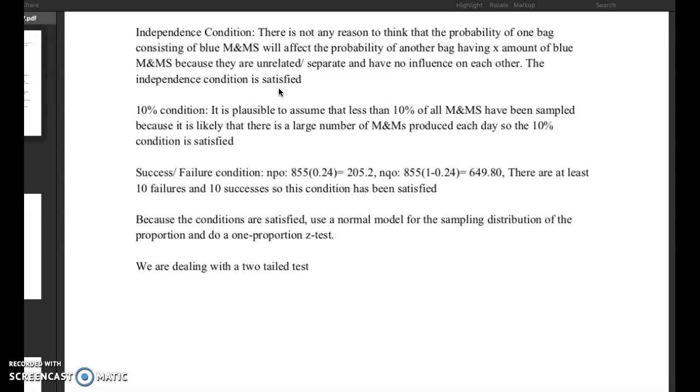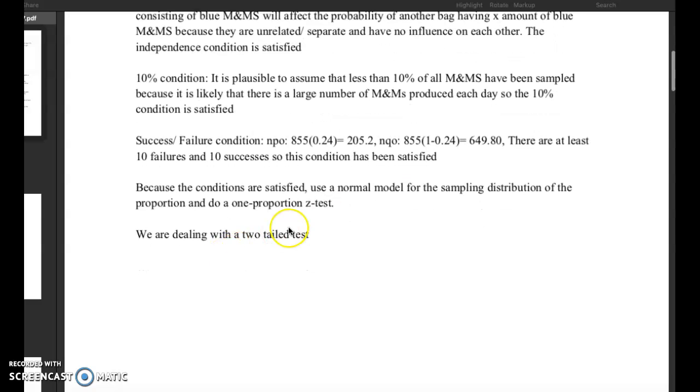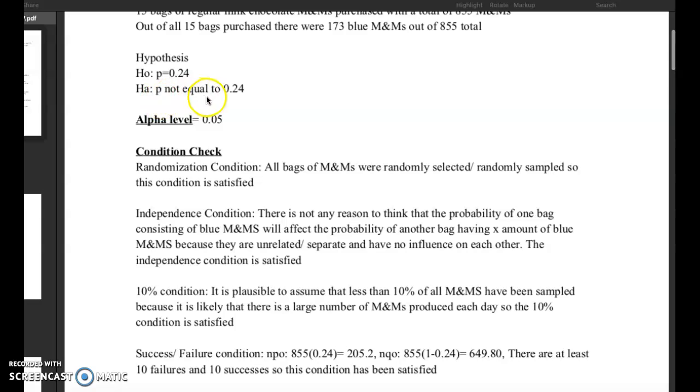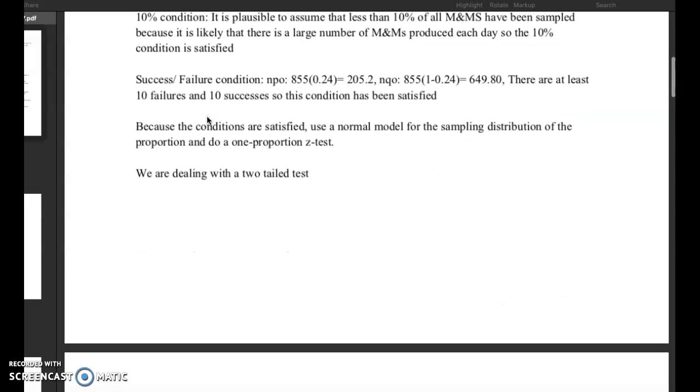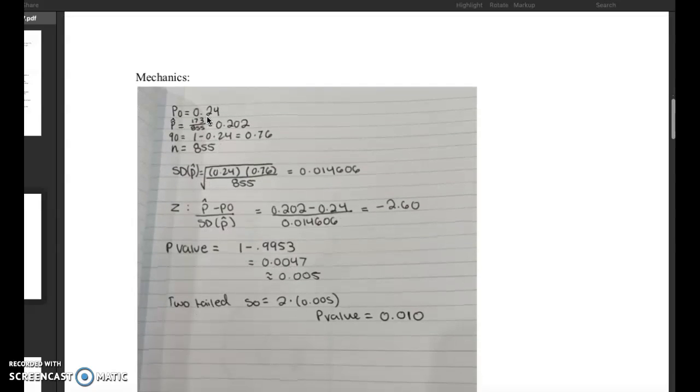As for my success and failure condition, you can see my sample size, or n, multiplied by 0.24 and then by 1 minus 0.24, and you can see it's well over 10. So there are at least 10 failures and 10 successes, so this condition has been satisfied as well. And because the conditions are satisfied, we will now use a normal model for the sampling distribution of the proportion and perform a one proportion z-test. Here we're dealing with a two-tailed test, since we have a not equal to for our alternative hypothesis. Here are my mechanics.